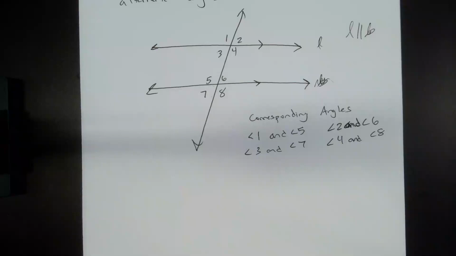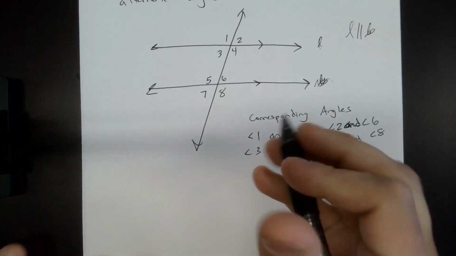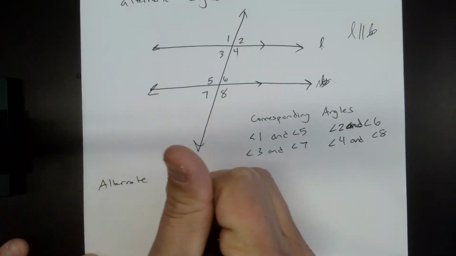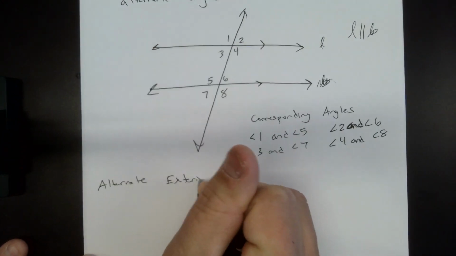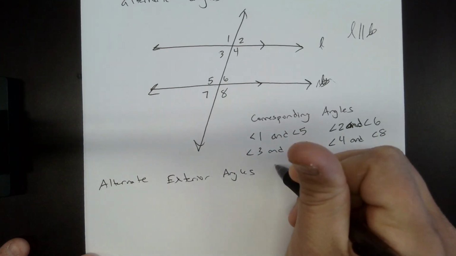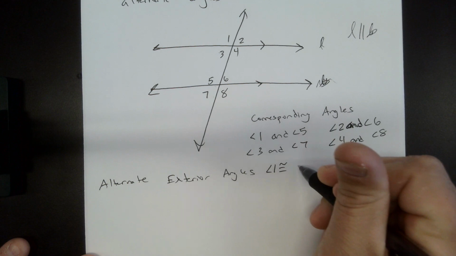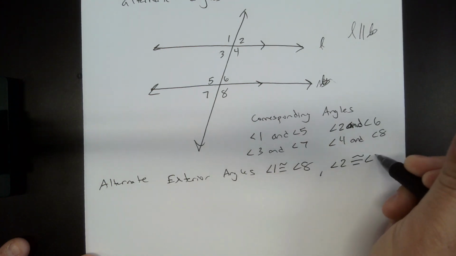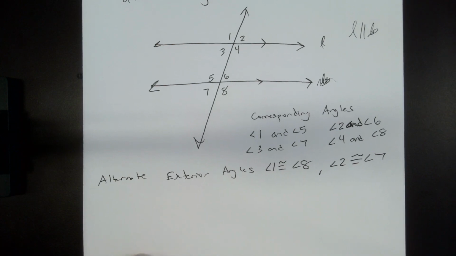About those, if the lines are parallel? They're congruent. Yep, they're congruent also. What does congruent mean? Equal. Yeah. So we have alternate exterior angles, which would be angle 1 is congruent to angle 8, and angle 2 is congruent to angle 7.